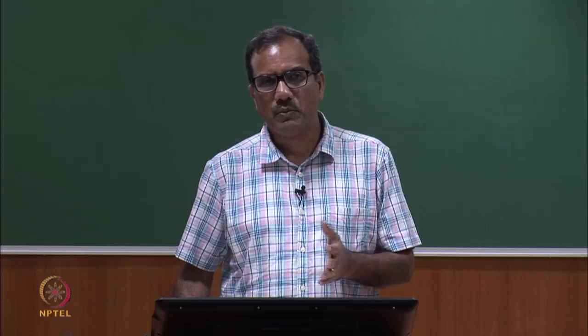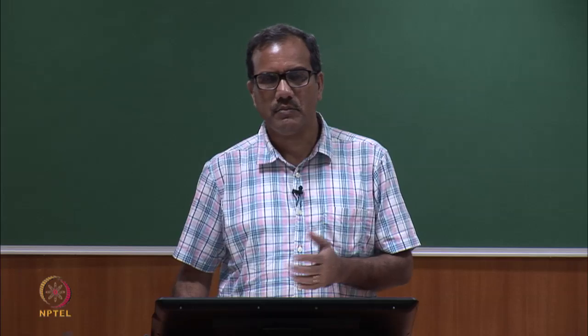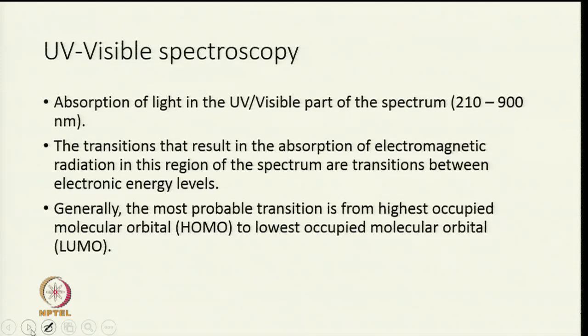the electronic spectroscopy of conjugated systems, which is generally known as UV visible spectroscopy. UV visible spectroscopy is quite often used in organic chemistry, physical chemistry and biochemistry. So, in UV visible spectroscopy, we deal with absorption of light in the UV visible part of the spectrum, which basically extends from 210 nanometer to 900 nanometer.